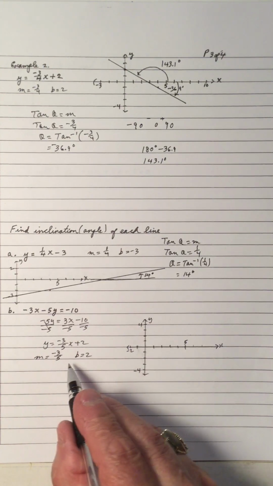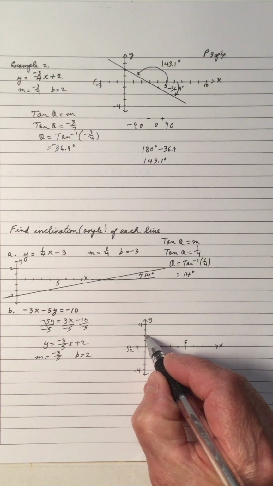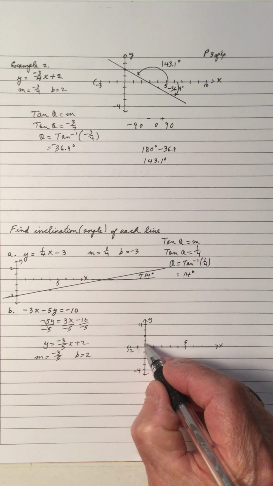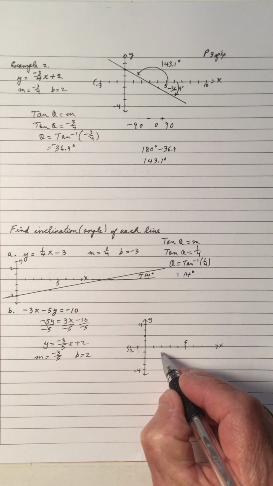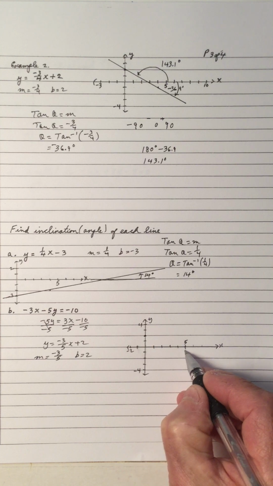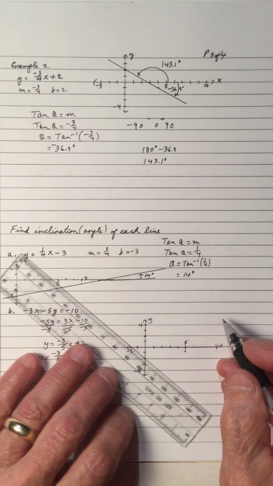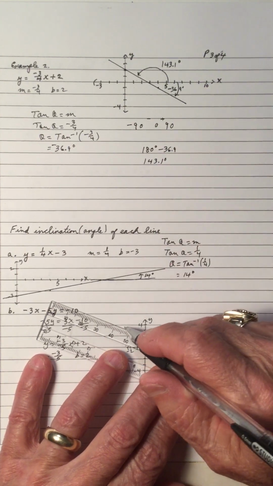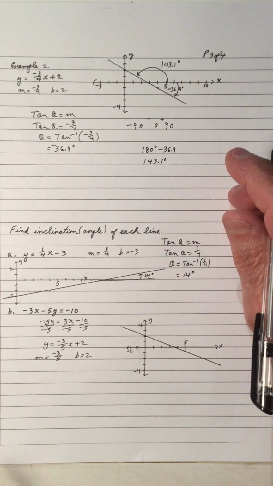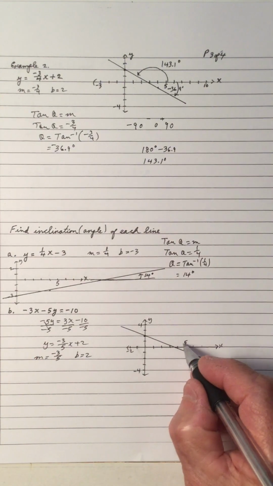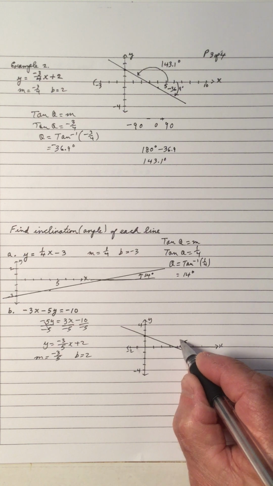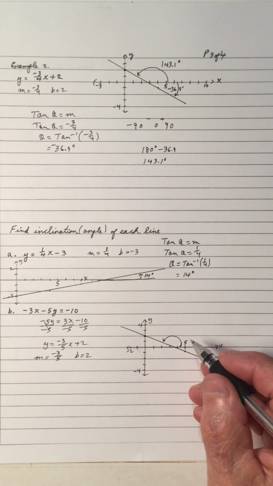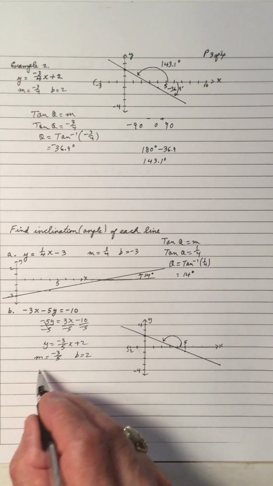So let's have a look at it. The y-intercept is 2, and we go negative 3/5, which is down 3, 1, 2, 3, right 5, 1, 2, 3, 4, 5. And we draw this line through those two points. And notice that the angle of inclination is this angle right here. It's the angle between the x-axis and the line in the positive direction. So let's see what the measure of that angle is.